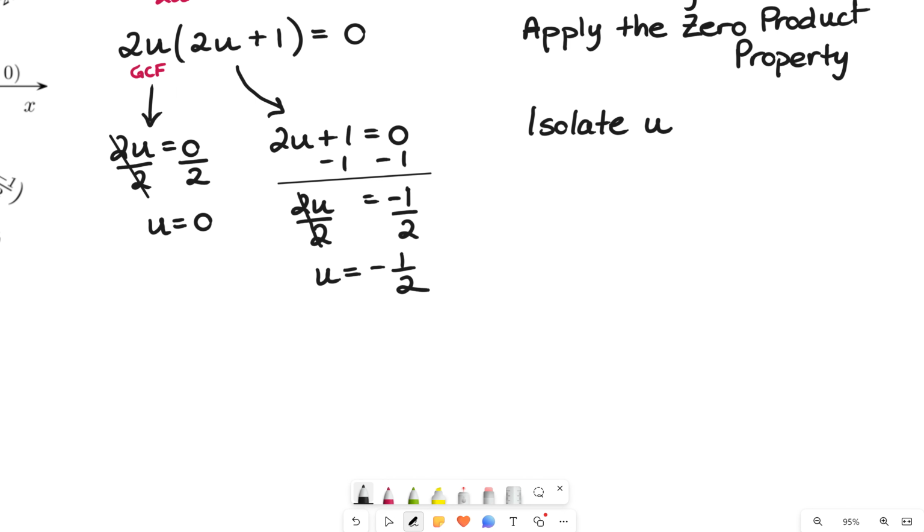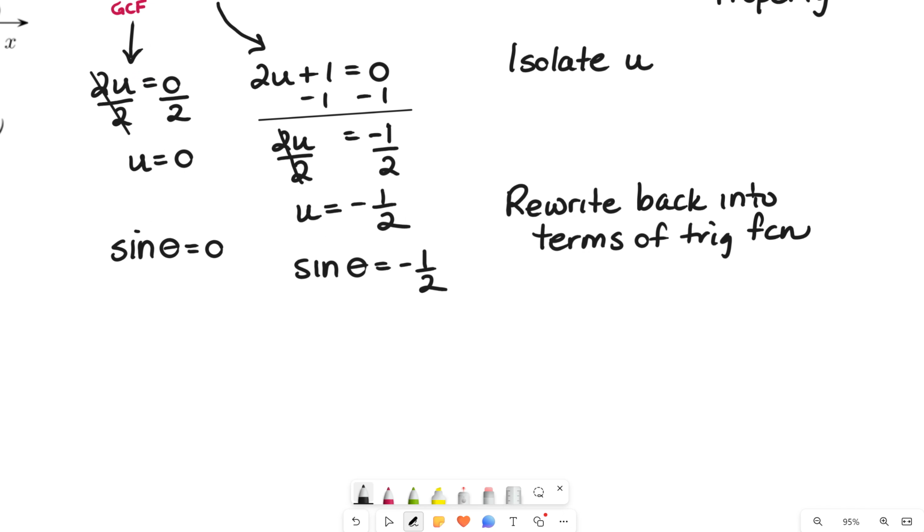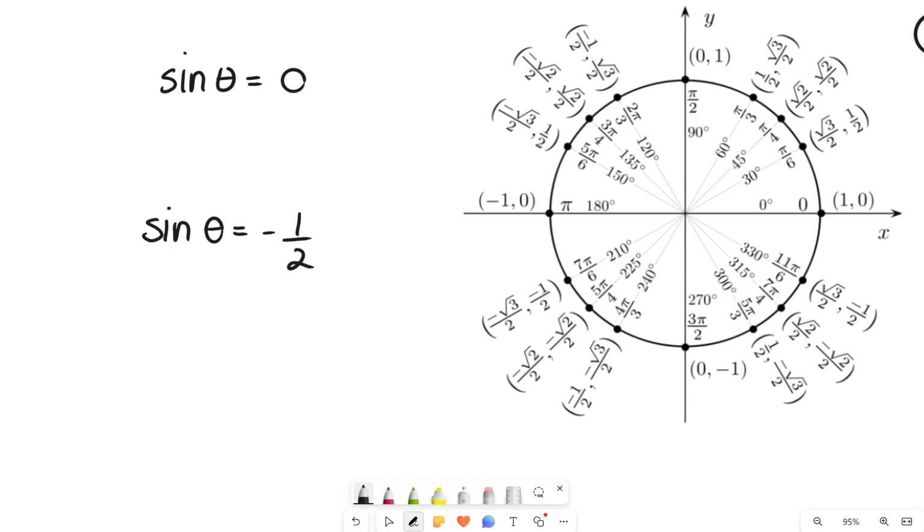Once your u is isolated, I need you to go ahead and rewrite it back into the terms of the trig function. So what we did is replace the u with sine theta back again. And so sine theta equals 0 and sine theta equals negative 1/2 are the trig functions we are going to solve for. So let's go to our unit circle. Where is sine theta equal to 0? Where is sine theta equal to negative 1/2?